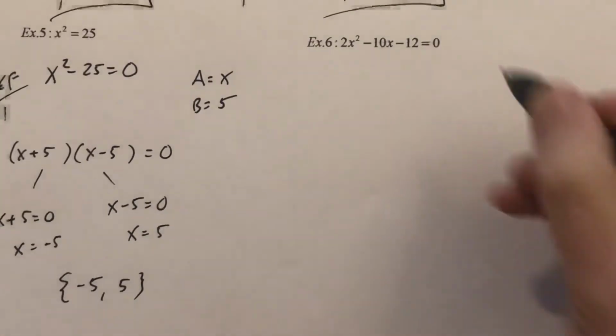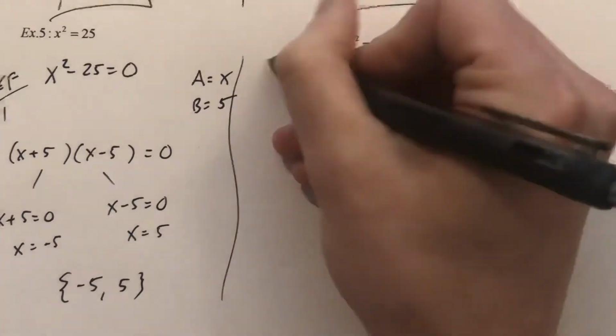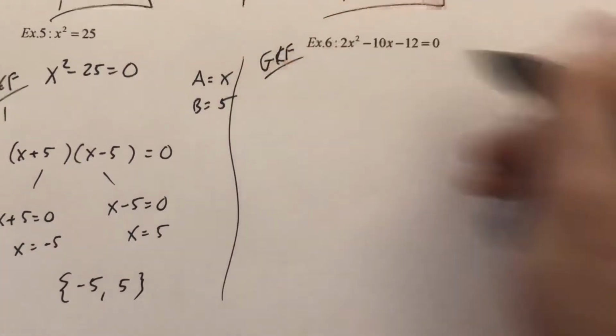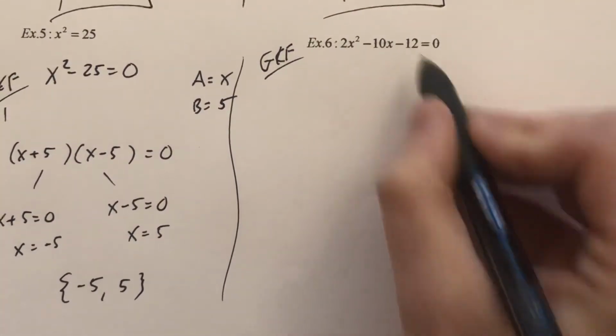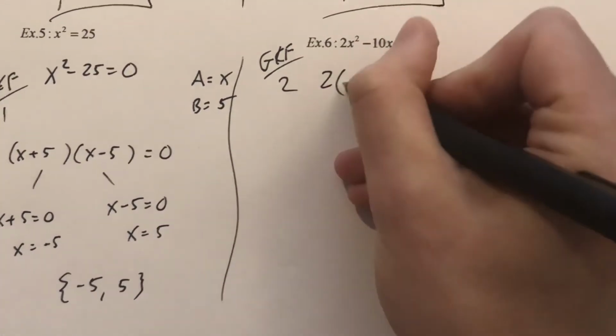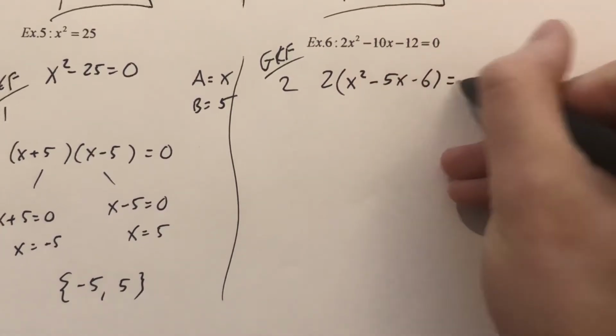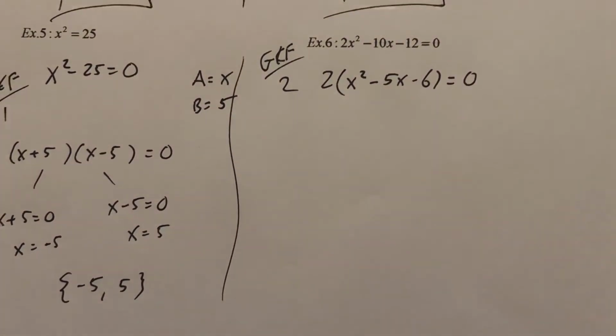All right, over to the next one. We've got our equals 0. So, first step, GCF. There is a GCF, notice, 2, 10, and 12 all have a 2 in common. Let's factor out that 2. Drops that down to x squared minus 5x minus 6 equals 0.